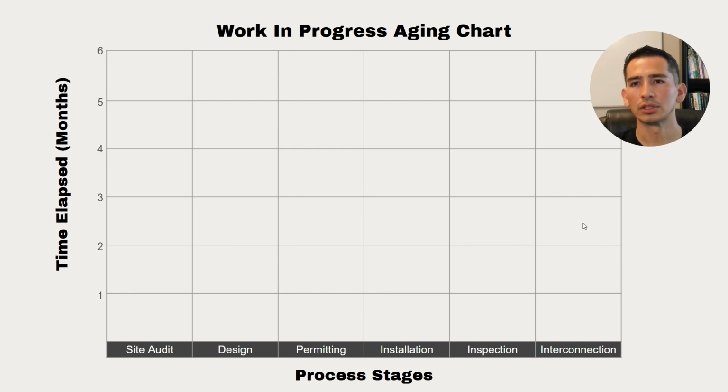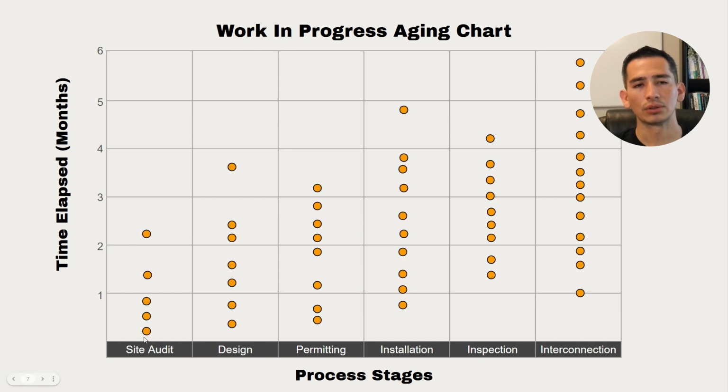Okay, now let's talk about the dots themselves. Every single dot represents a project, feature, customer, etc., whatever you're tracking within this process. You place each dot in the current stage that it's in and how much time has elapsed since the starting point. What's really important here is that you're looking at overall time and not just time in each phase. So as a project progresses from, say, site audit to design, the dot doesn't drop back to the very bottom and start all over. It continues aging from wherever it was last in the previous stage.